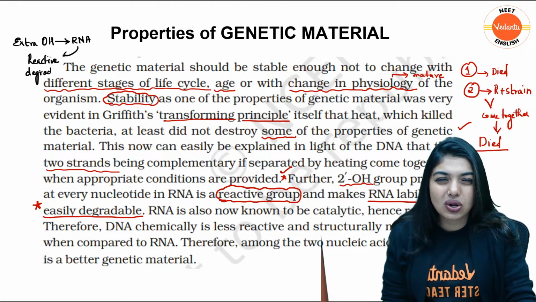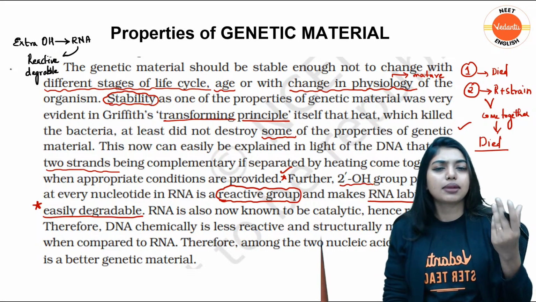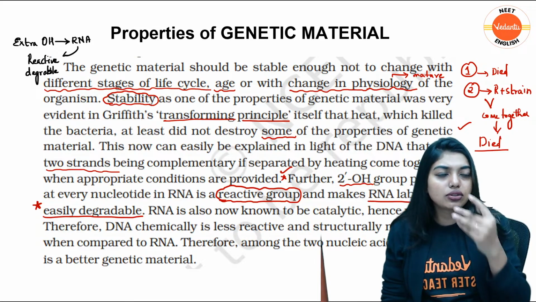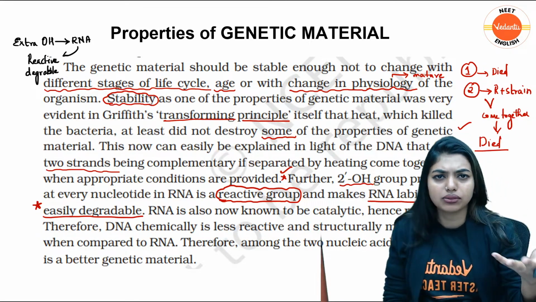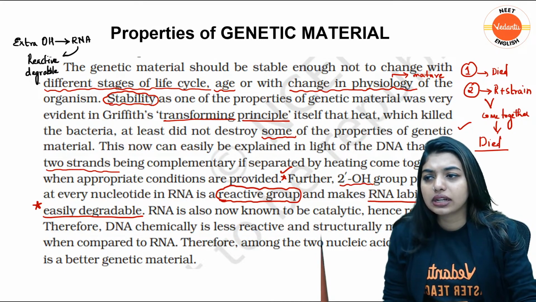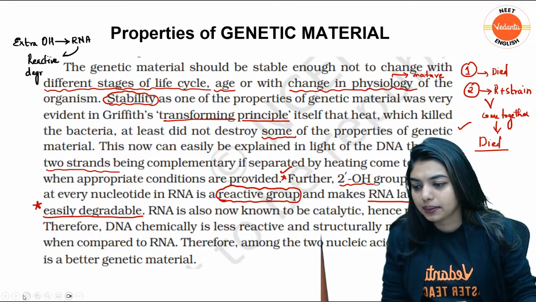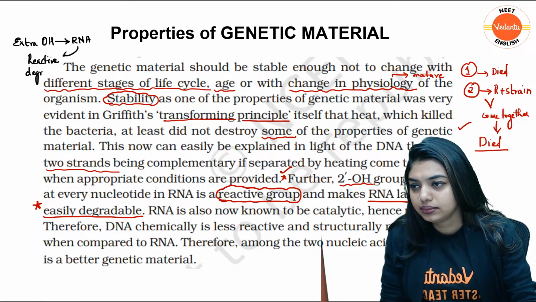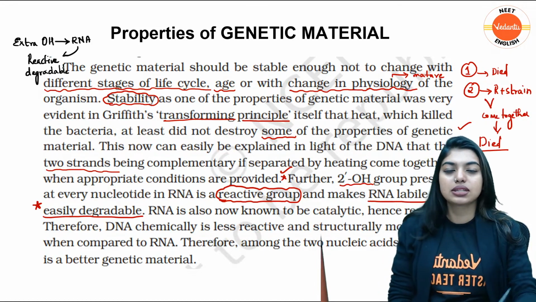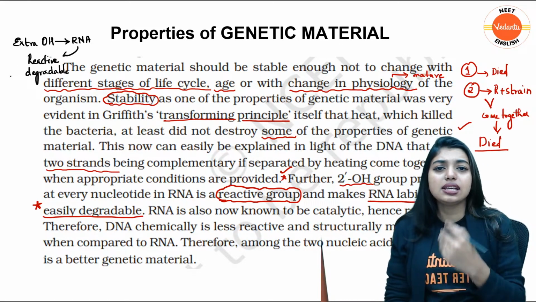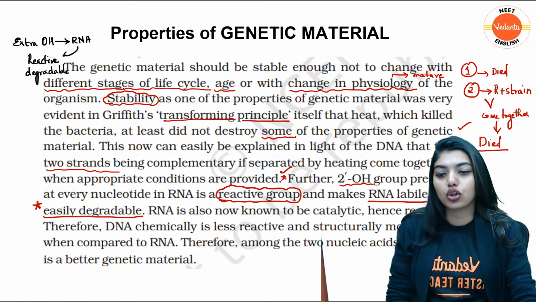Do we need someone who is not strong enough, who cannot take up any changes in the body? What if sometimes heat is more? What if sometimes temperature is different? At that time, imagine our genetic material just getting melted down. We cannot survive like that, right? So it got easily degradable. That's the reason. Okay, it was reactive, easily degradable. These reasons made RNA not be the genetic material in almost all the organisms.